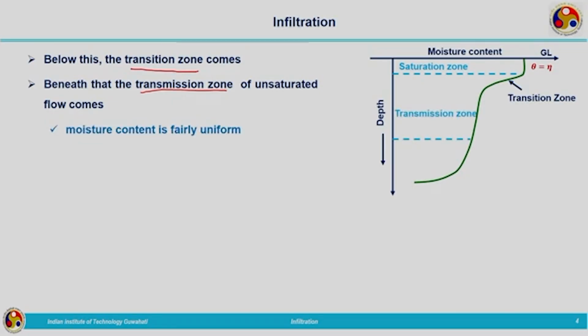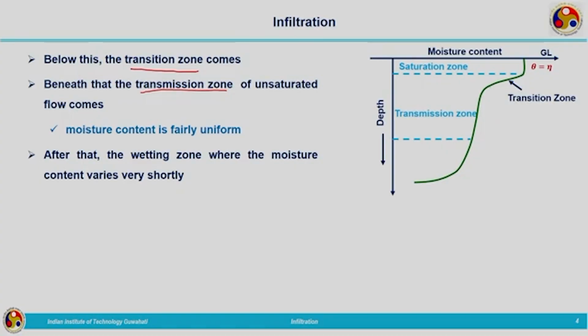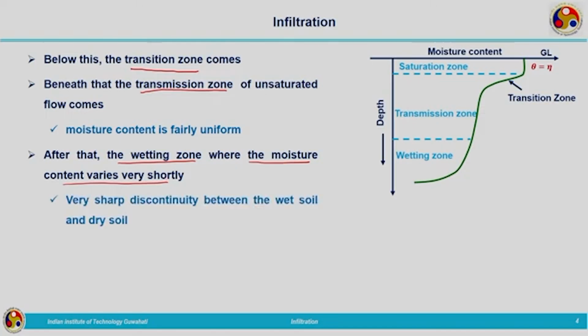And when we go deeper, we can see that the moisture content varies abruptly. Within a short interval of depth, there is a large variation in the soil moisture content. After that the wetting zone comes, and in that zone the moisture content varies very quickly. So, this is the wetting zone. In it we have a very sharp discontinuity between the wet soil and dry soil.